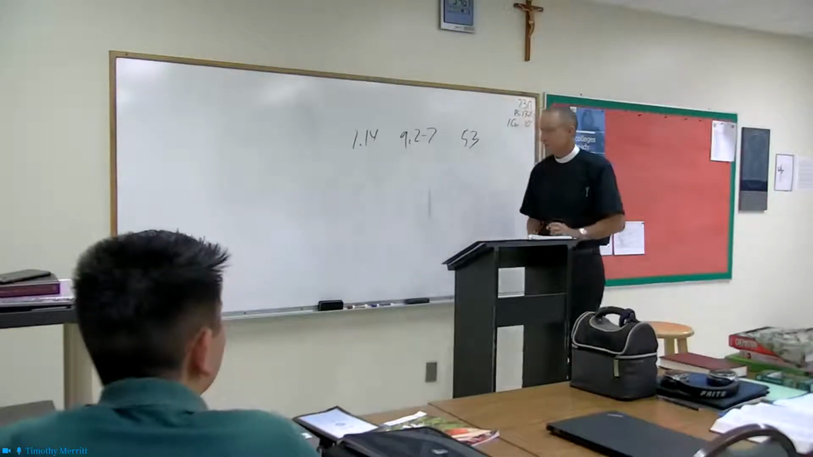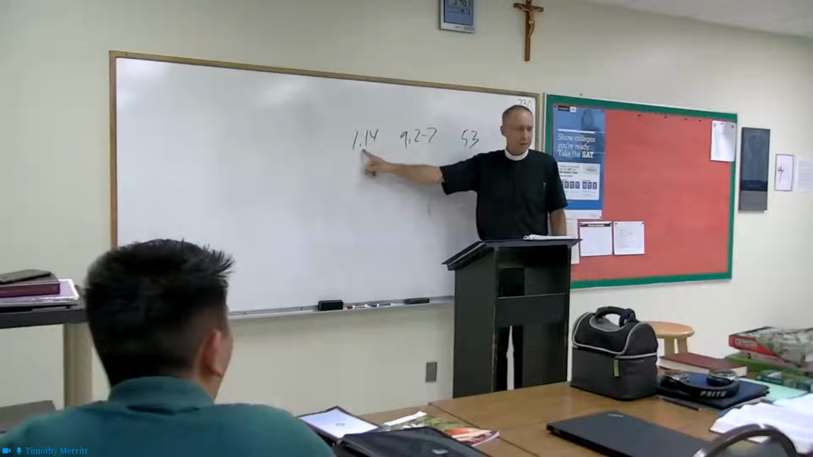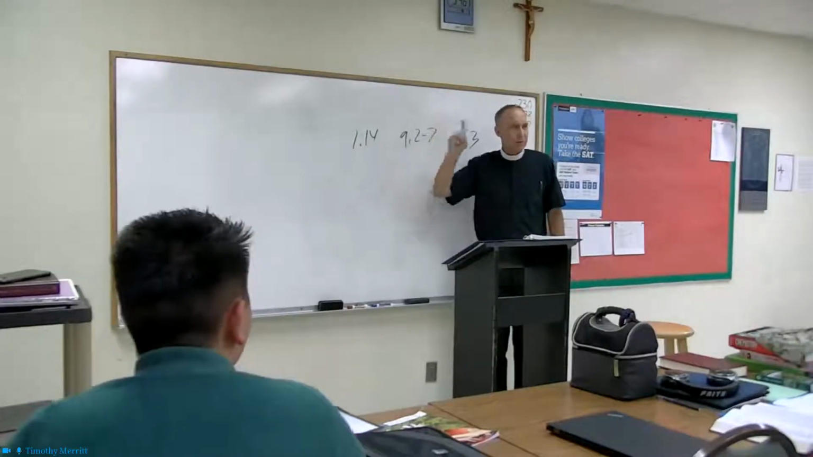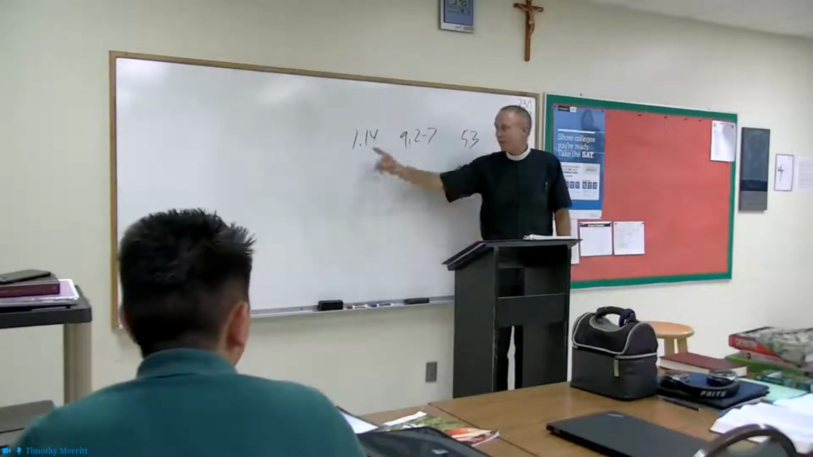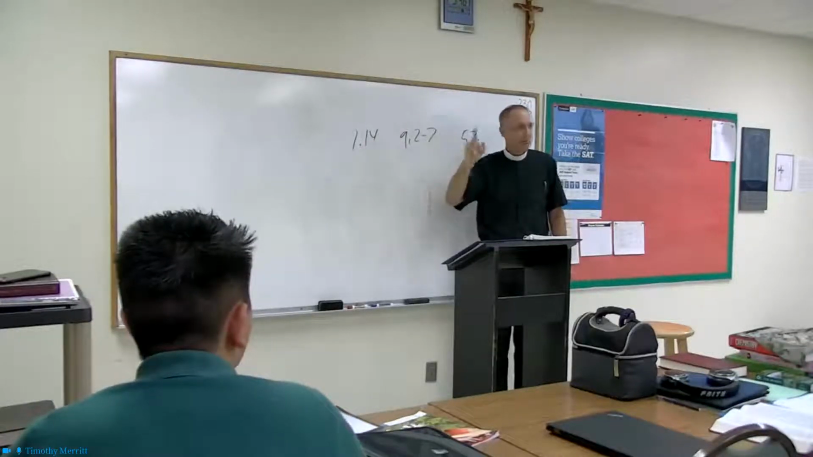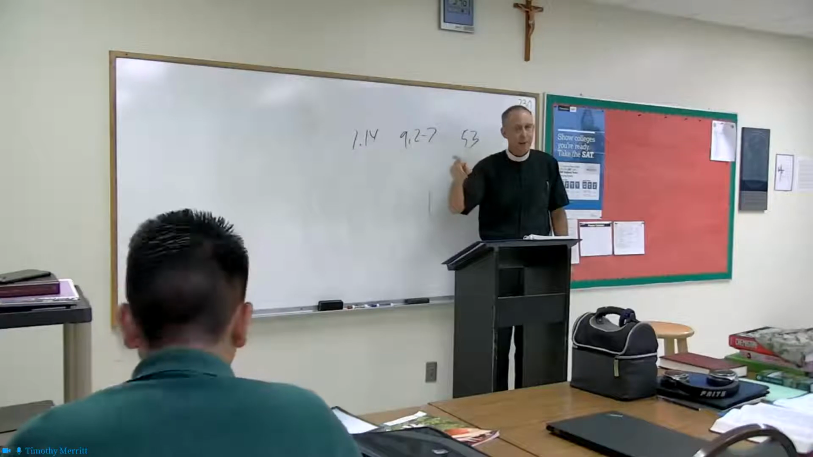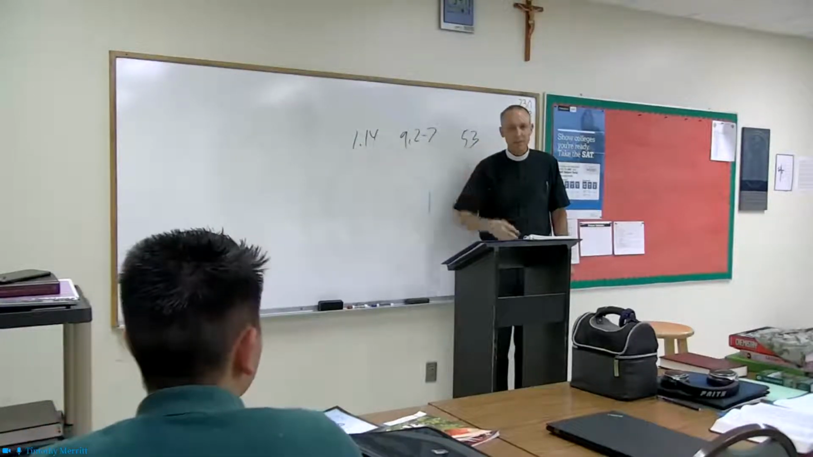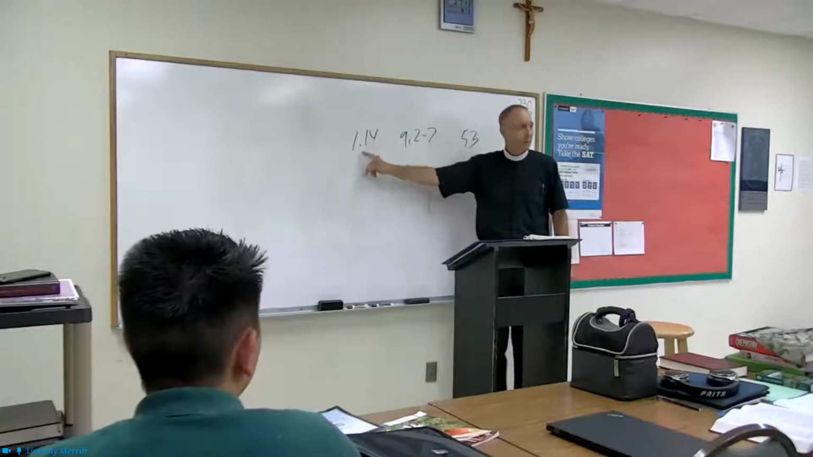Now, I want to talk about these. 7:14 is a promise that a virgin will give birth to a son. Mary gave birth to Jesus. The virgin birth of Christ is mentioned by Isaiah in 7:14.